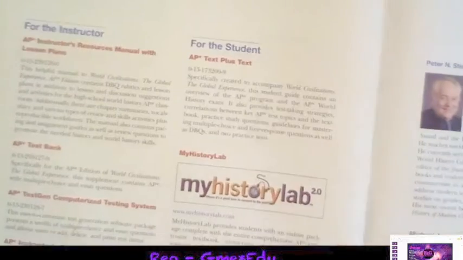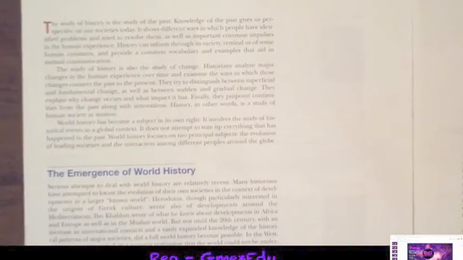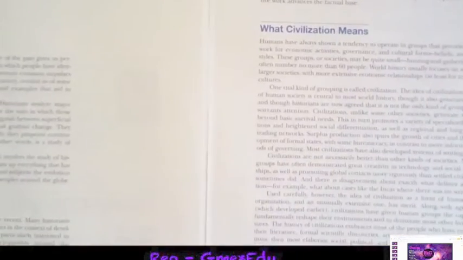And then it goes into some acknowledgments there at the end. Supplemental material. And then about the authors. And then we have a prologue. So this is their first steps into their textbook, right? The emergence of world history, what civilization means, and how they're kind of framing it and how they're moving forward.